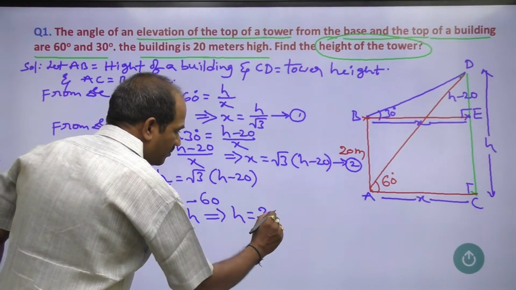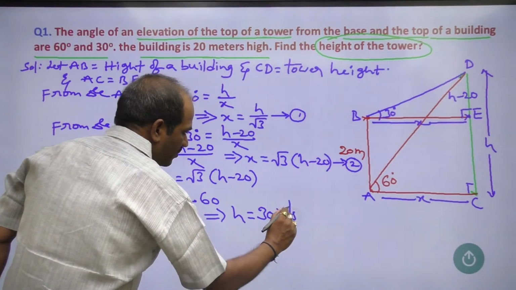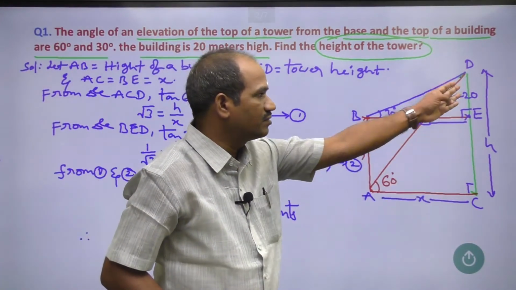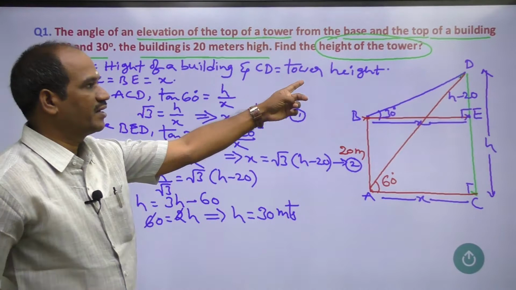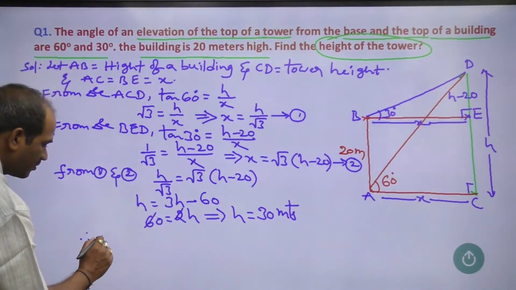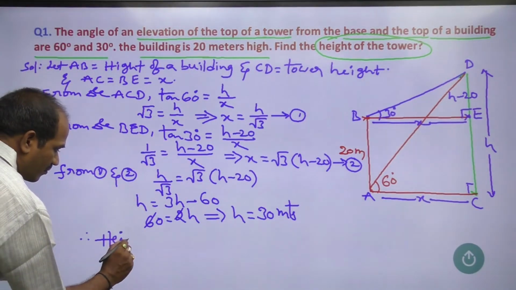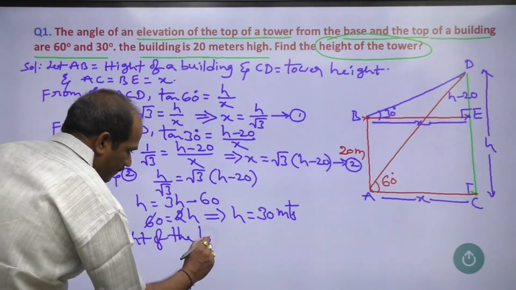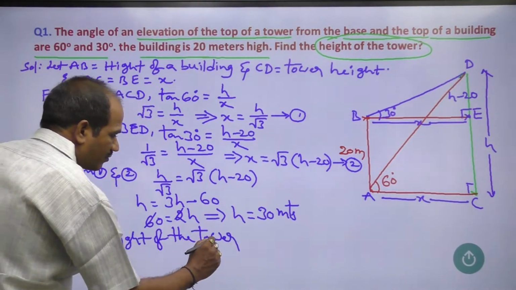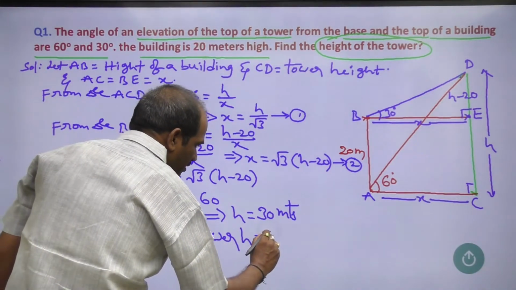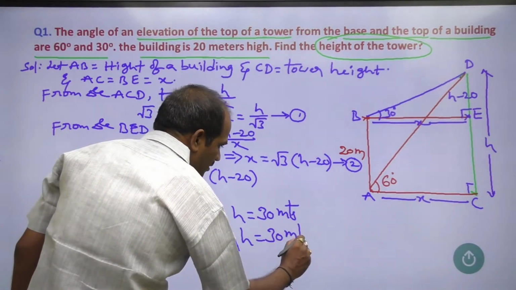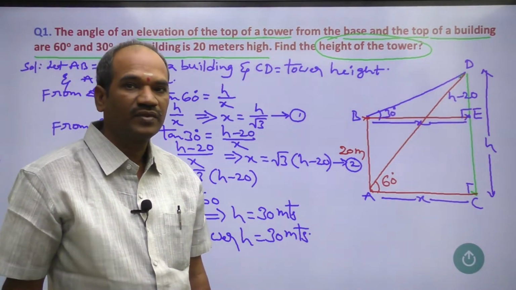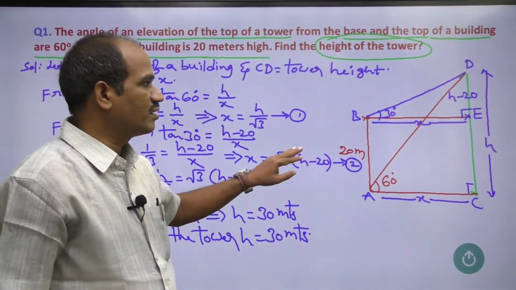H is equal to 30 meters. H is equal to CD, and CD is the height of the tower. So the height of the tower H is equal to 30 meters. This is a 5 marks question. These are easy problems; in this model, practice another problem.